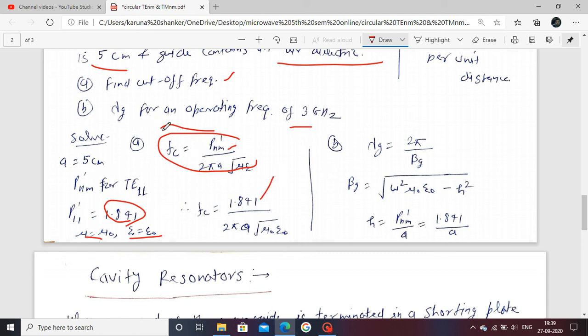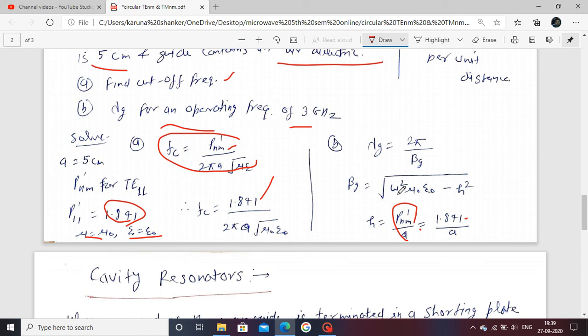In a similar way, the guided wavelength lambda g is equal to 2 pi by beta g, where beta is your phase constant. The relation in your circular waveguide is in this form: h is equal to Pnm dash upon a. Sorry, not 2 pi a. h is equal to Pnm dash upon a. Now put in this value and arrange.